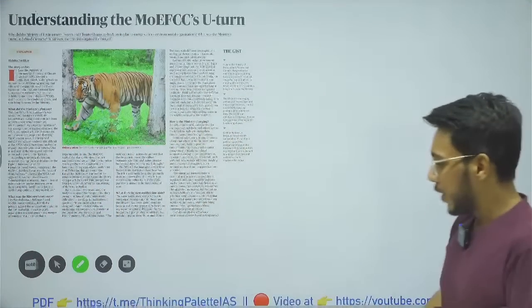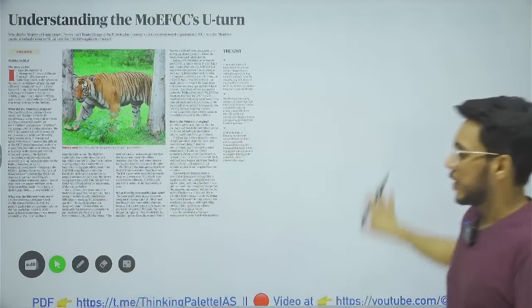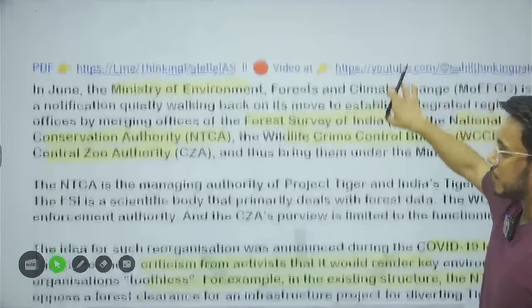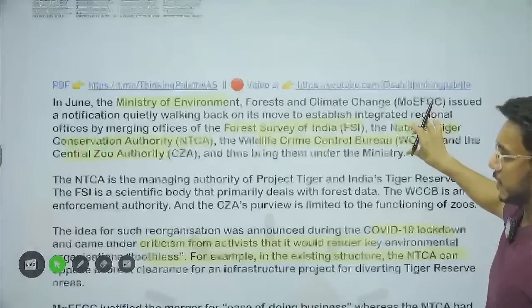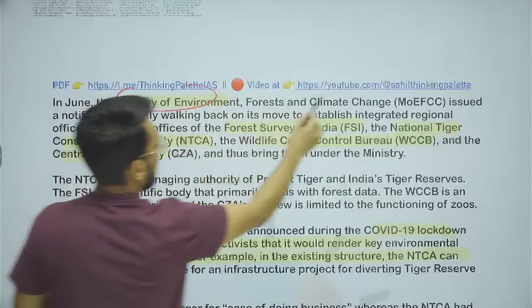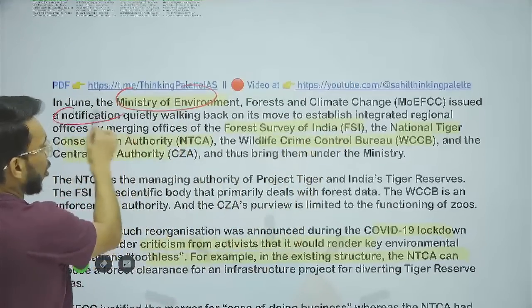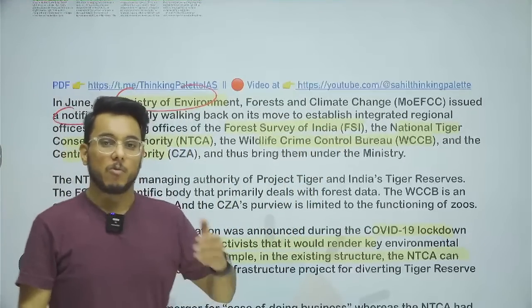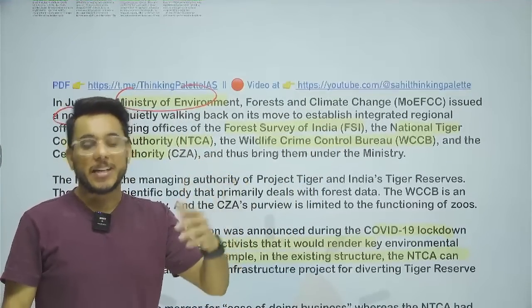Now, what happened? A few days back, the Ministry of Environment, Forest and Climate Change issued a notification that they are walking back on their 2020 notification.